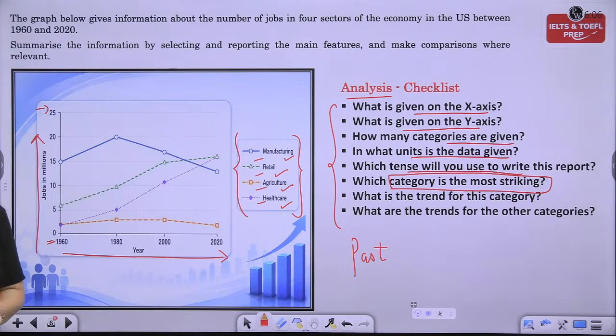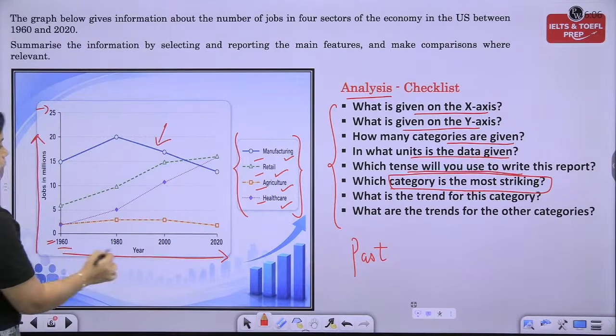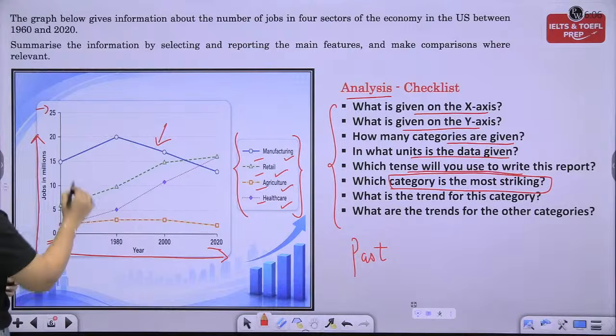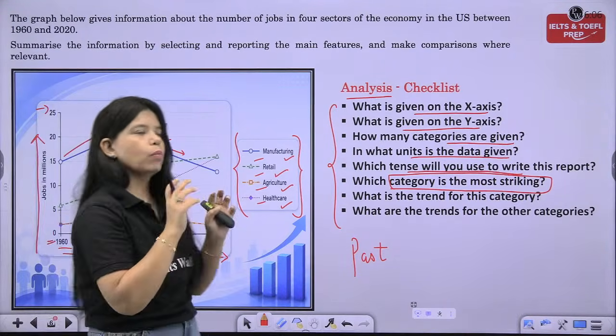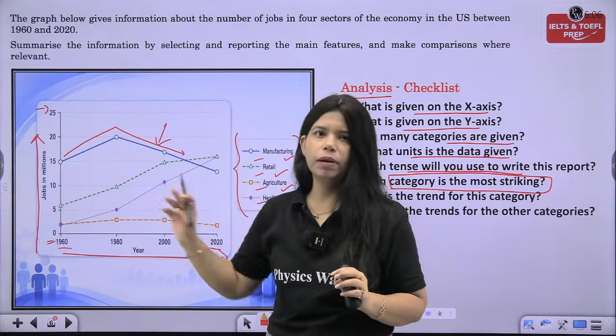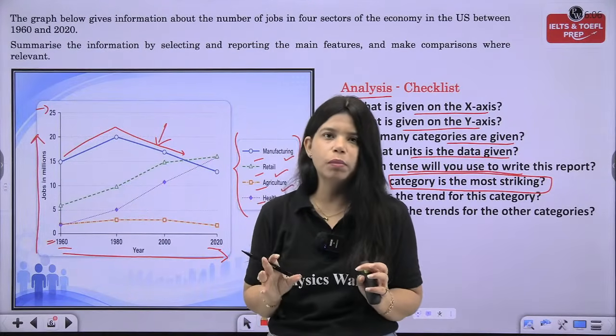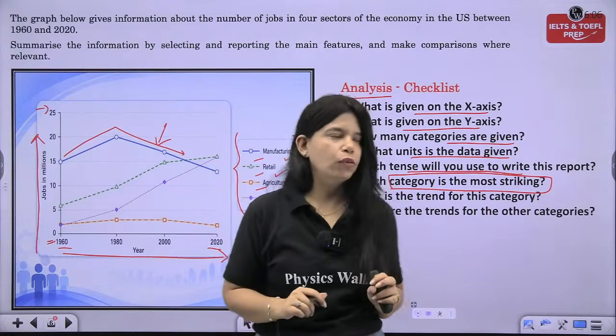The most prominent category is this one, manufacturing, because if you see from 1960 till 2020, it has remained the highest. I mean, not the entire time period, but most of it, it has remained the most in demand. That is, the most number of jobs were coming from this segment, this industry, that is manufacturing.